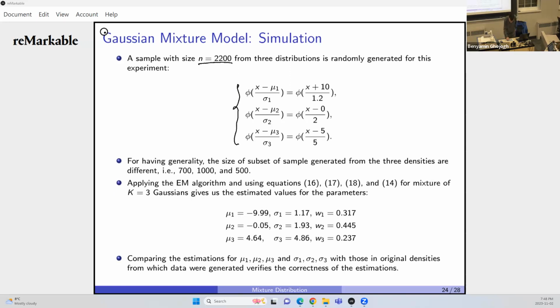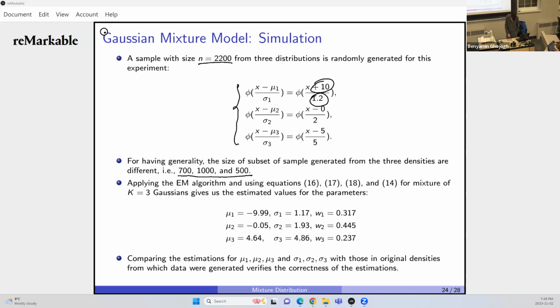So what do I mean by this? The mean is -10. The standard deviation is 1.2 from that. I have 3 distributions. Then for generality, the size of the subset of sample generated from the 3 densities are different. What am I doing? I'm having 3 PDFs. I'm generating some data points, and then I'm going to fit a mixture of Gaussians to them. Hopefully, the fitted mixture becomes very similar to the actual combination of these 3 distributions which I generated the samples from. Right? Did you get it?